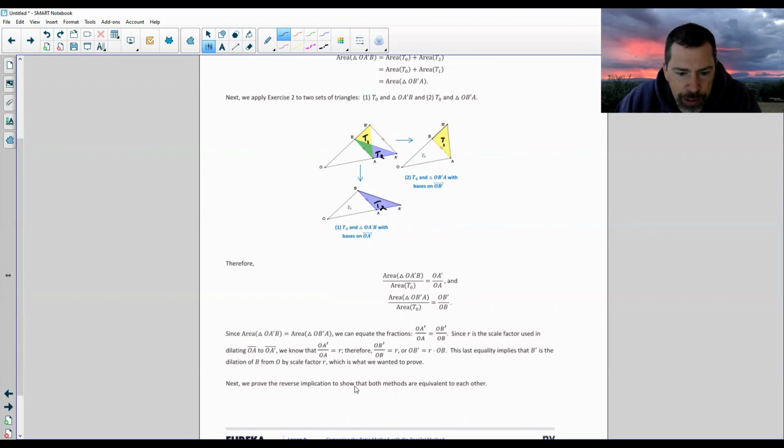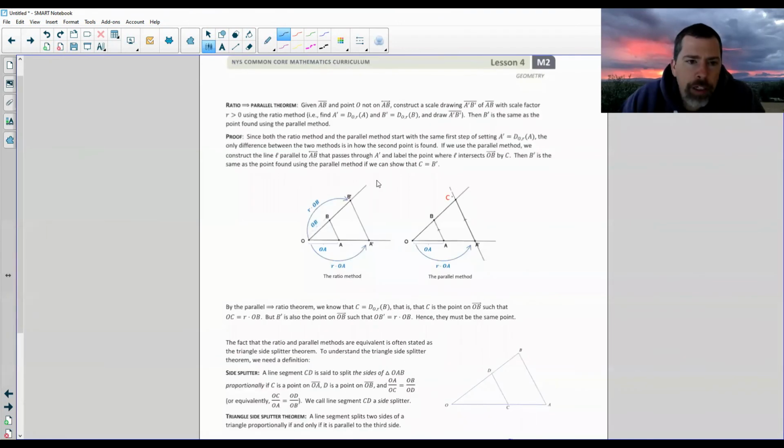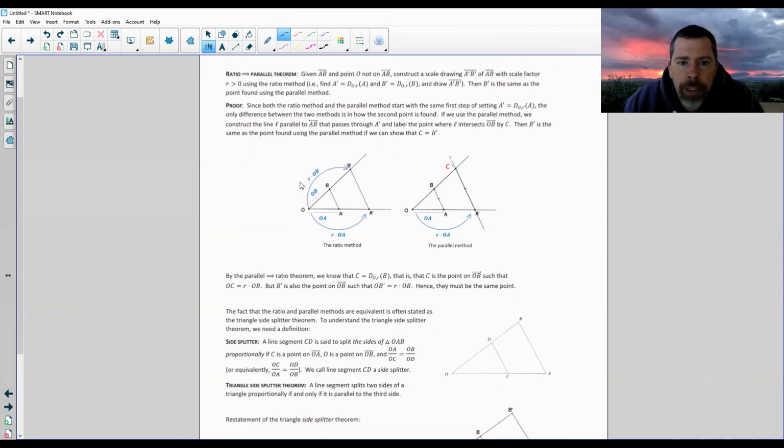Next, we prove the reverse implication to show that both methods are equivalent to each other. Okay, so here on page 4, we're going to do the other direction. We're going to prove that going from ratio to the parallel theorem. So given AB, let me label these up while I do this.